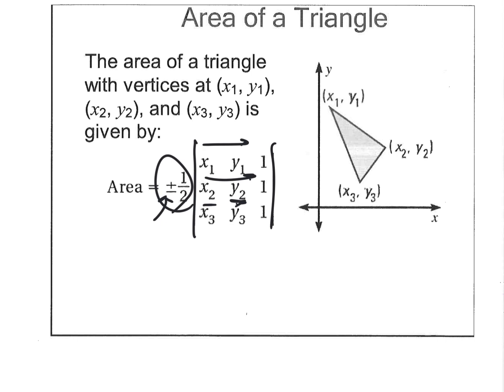Can we ever have an area that's negative? No. Area is positive by nature, isn't it? We have a positive area. Now, however, the determinant can end up as negative. So we multiply by a half, but we know the answer is always what? Yeah.